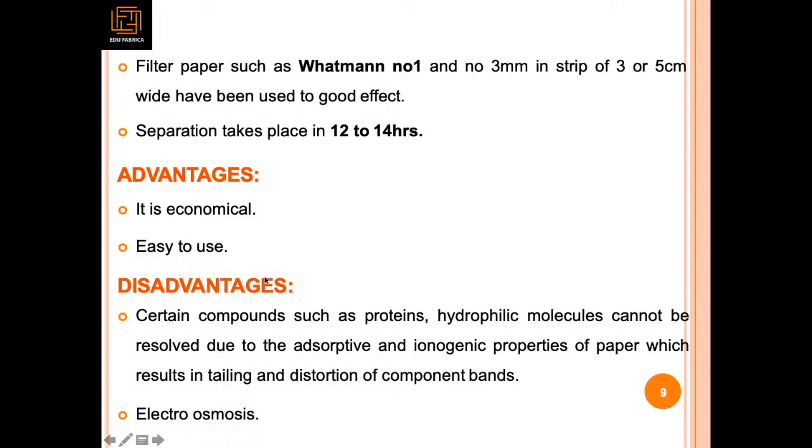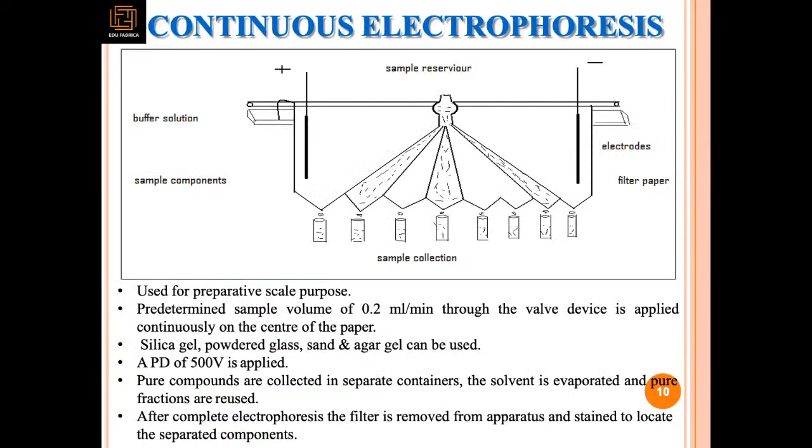We use filter Whatman paper, such as Whatman number 1 or number 3, available in various sizes, which has a good effect. The separations take a lot of time, which is quite a disadvantage, 12 to 14 hours. It's quite easy to use, and the cost is not so much. But sometimes there are some disadvantages. Electroosmosis could happen there, and this happens in most cases.